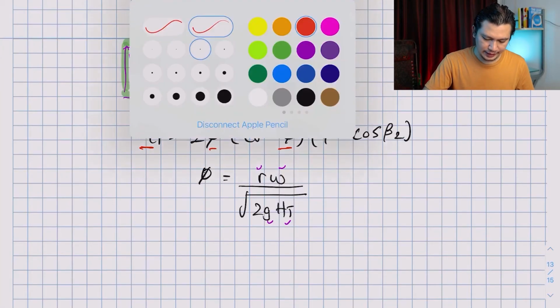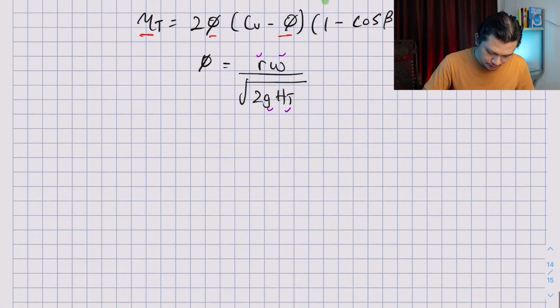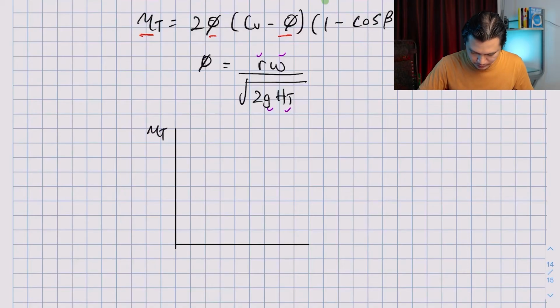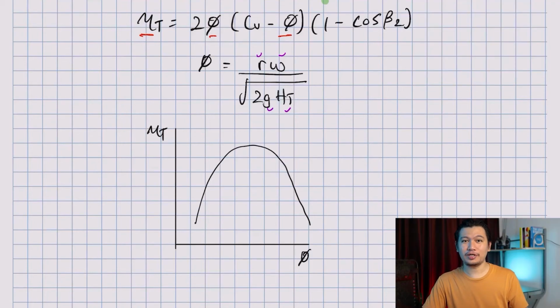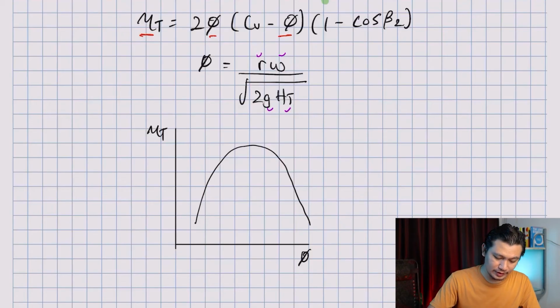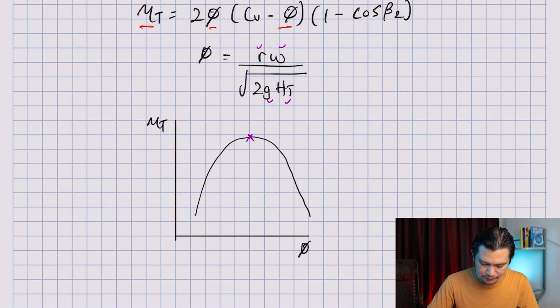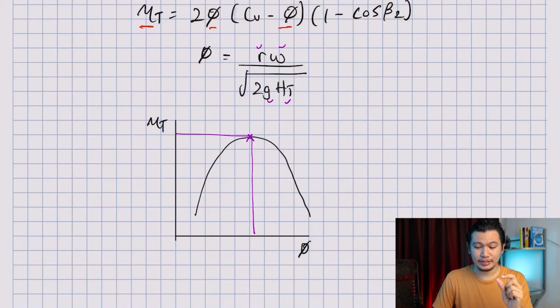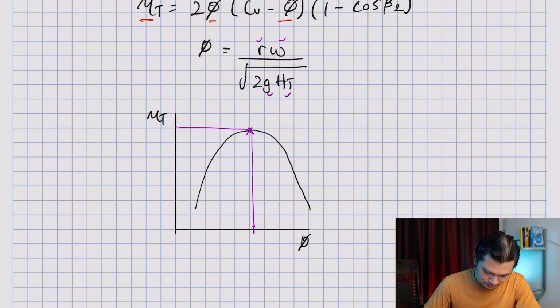If I do just that, you see the relationship: this is eta T and this is phi. If you plot that, you're going to have a graph that looks something like this. I think you kind of expected that because this is a quadratic graph. And again, when you have a peak, you want to know what phi is going to give you the maximum efficiency. This point happens at phi equal to CV over 2.